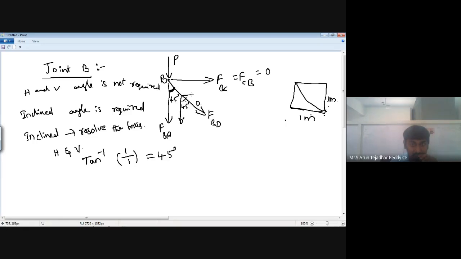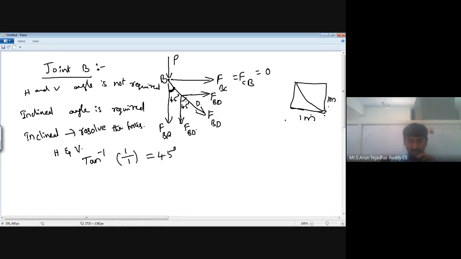Next, here one horizontal, means your inclined member BD. After resolving, your horizontal is FBD, your vertical is FBD. FBD horizontal, FBD vertical.